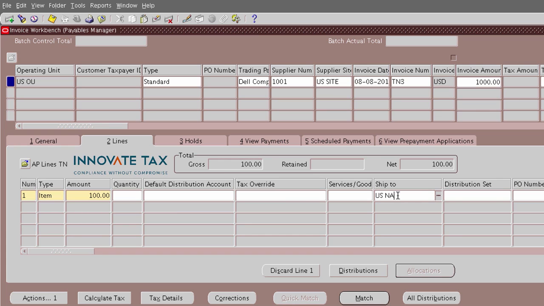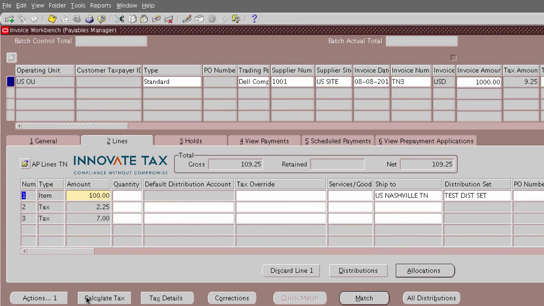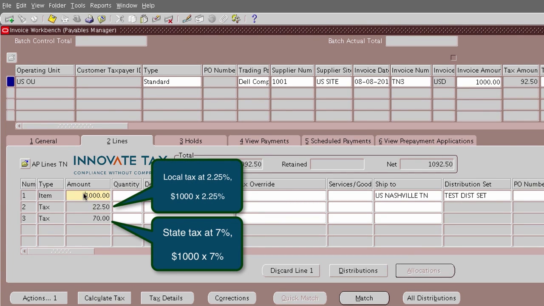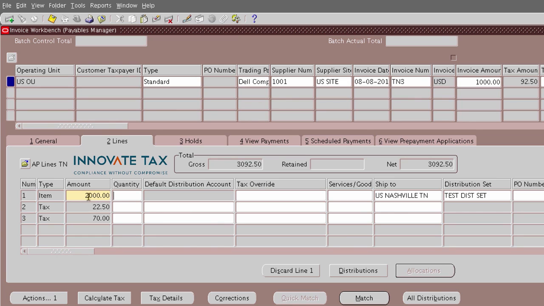I have just entered an Oracle Release 12 payables invoice, and I'm using Nashville in Tennessee as the ship-to location. The tax for the base amount of $100 is correctly determined and split between the state, $7, and local taxes, $2.25. Changing the amount to $1,000 has the expected tax rates, 7% for state again, and in this case the local tax, also 2.25%. However, when I change the amount to $2,000, things start to become different.